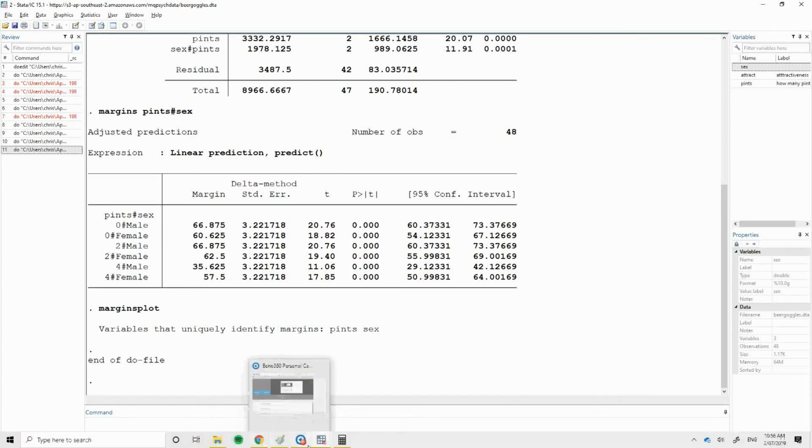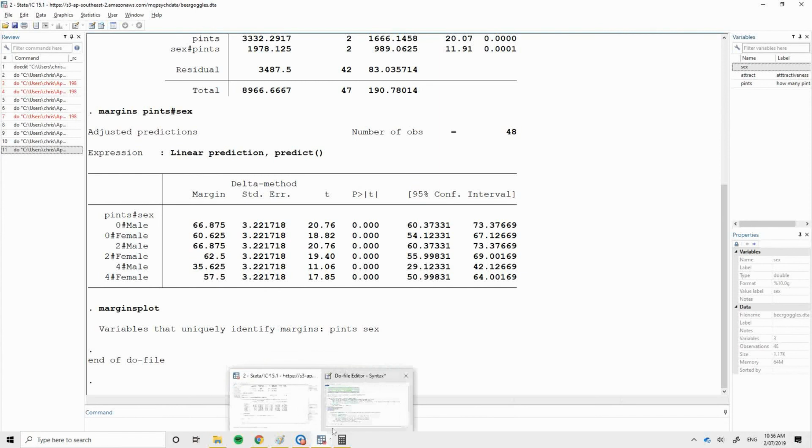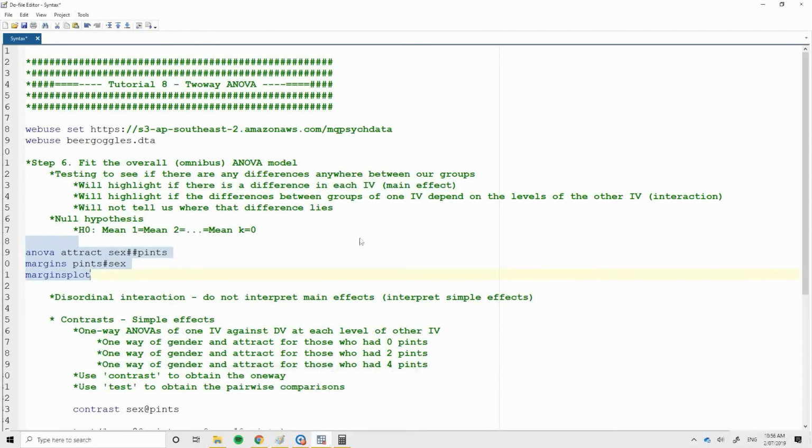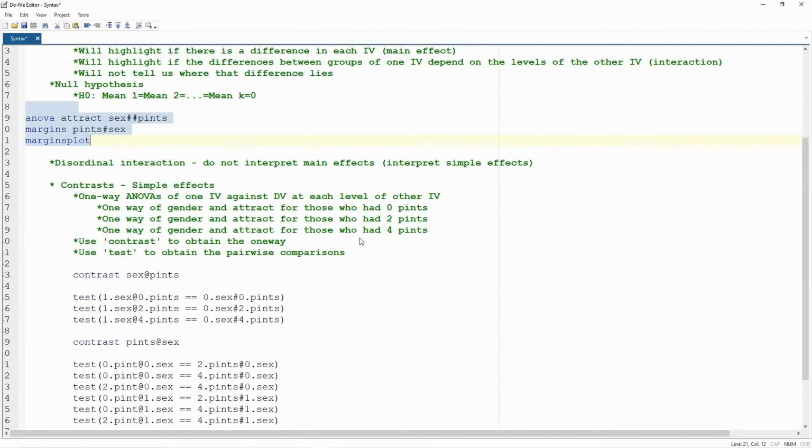So that brings us up to speed. If that does not sound familiar to you, I recommend taking a bit of time and going back and listening to tutorial 7. Otherwise, let's proceed forward. Because we have this disorderly interaction, my recommendation is not to interpret the main effects, unless you've otherwise been explicitly told to. Now, because we have a disorderly interaction, we need to think about how do we pull apart this interaction for contrast testing, for our second stage analyses.